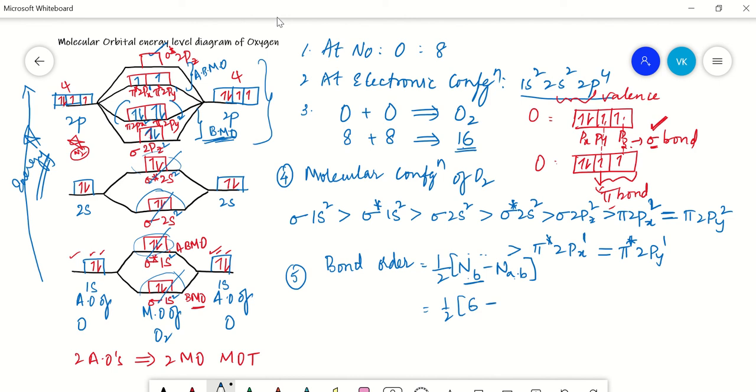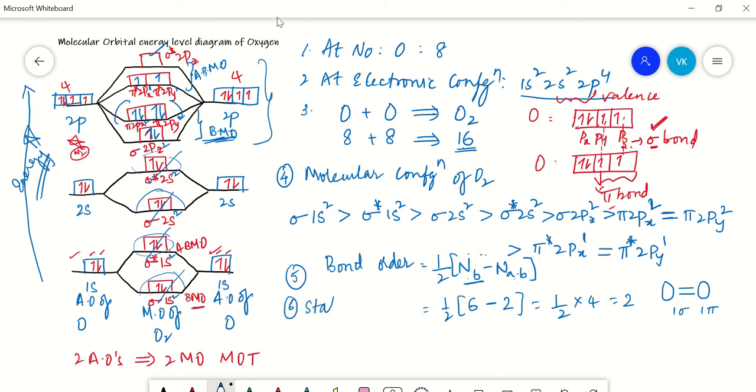And minus antibonding electrons, here are 1 and 2 electrons. 2 electrons are present, so 2. So what you get here is half into 4, you get 2. It means that the oxygen atom is bonded with one more oxygen atom with a double bond. Of these two bonds in the double bond, one will be a sigma bond and the other one will be a pi bond. Right?